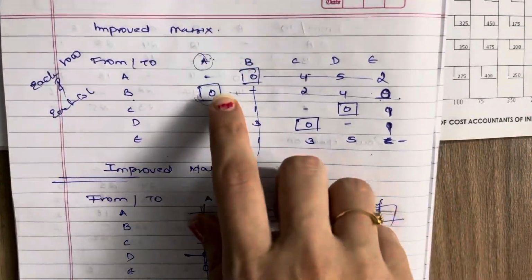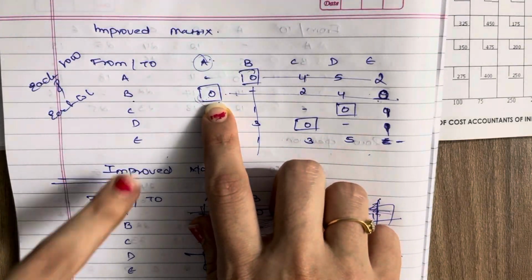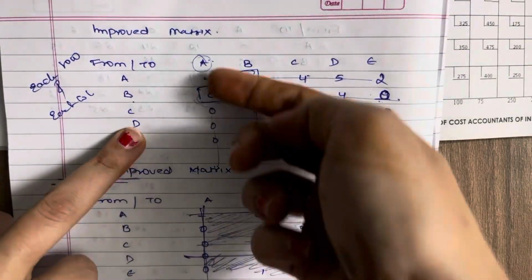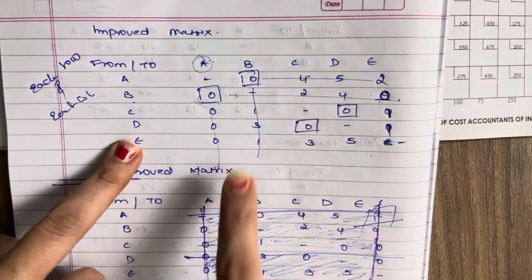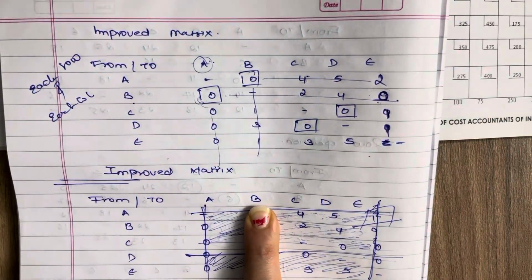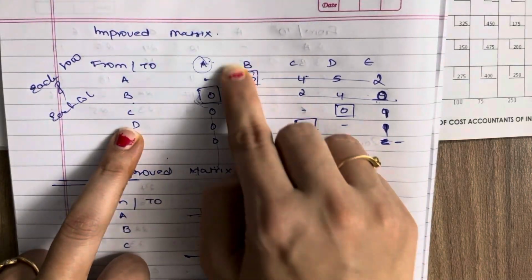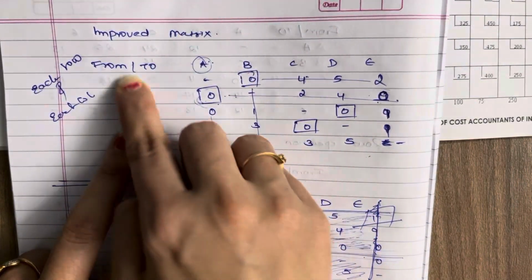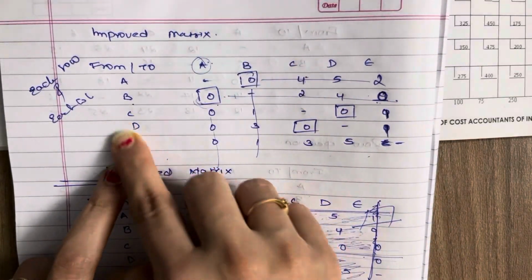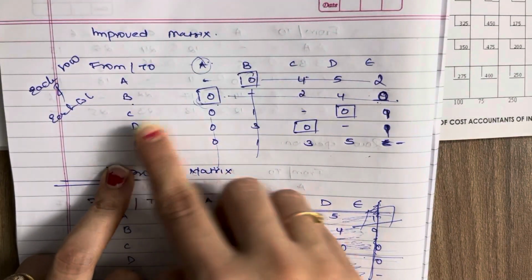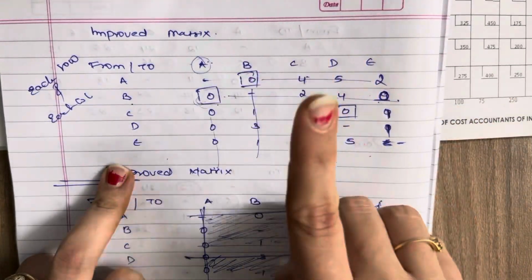That is, give allocations. Allocations means that in each row and each column there should be one 0. Logically, you are assigning salesman B to job A, and salesman C to job D. That's the logic behind it. So one row, one column, one 0.